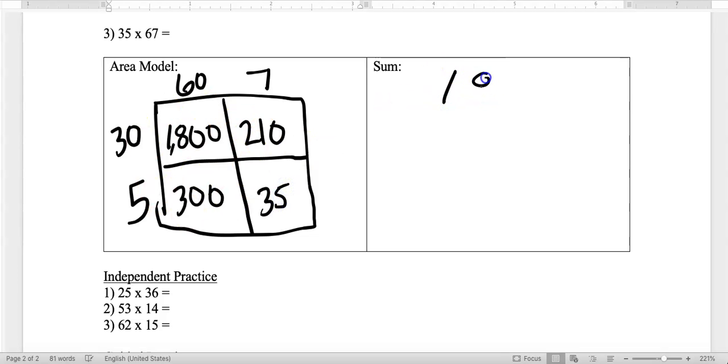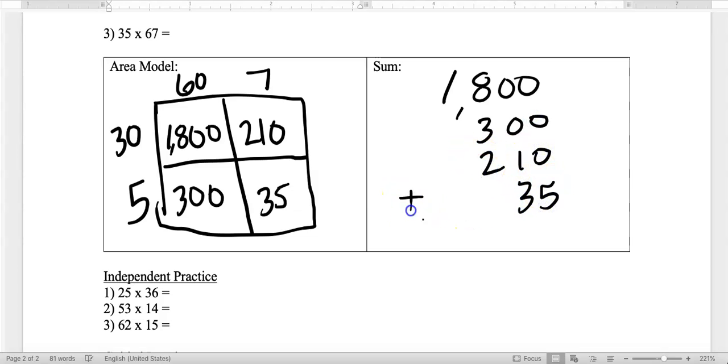So I have 1,800. Still adding my comma there. Make sure it doesn't look like a 1. 300, 210, 35. Making sure I know to add. Bringing this 5 down. 1 plus 3 gives me 4. 8 plus 3 gives me 11. 12, 13.